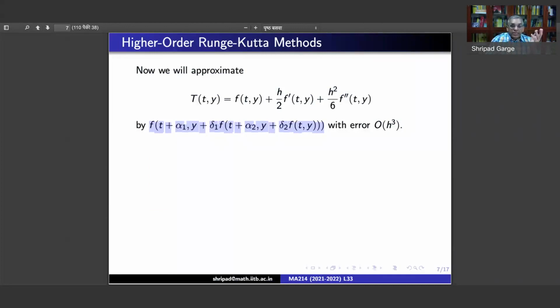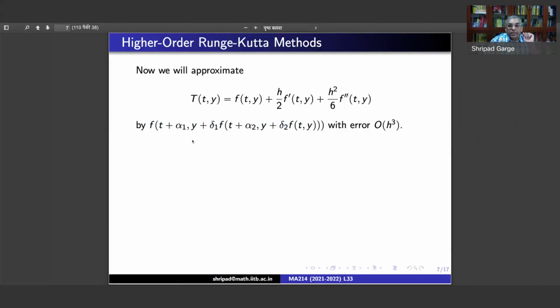When we are putting it inside, but it's being added to the value of t, then we call it alpha 1, alpha 2, and so on. And if you are putting it within the function value, but as a coefficient of the function value, then we call it delta 1 and delta 2. If you were adding a simple constant to the y term, that would be called beta 1, beta 2. So those are the conventions that we are following.